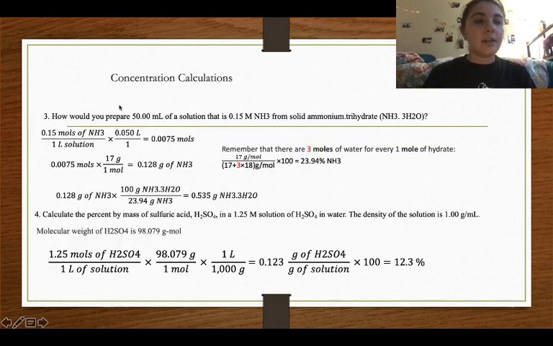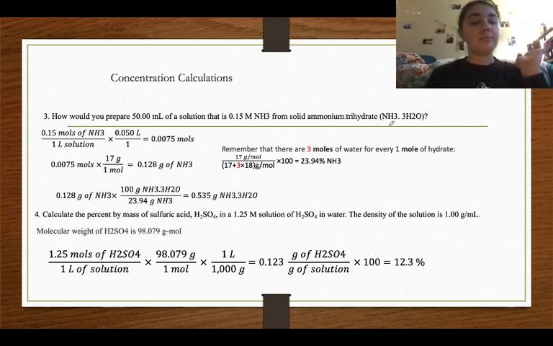All right, next, how would you prepare 50 mils of a solution that is 0.15 molarity of ammonia from a solid ammonia trihydrate? This is a bit tricky, so it's like, okay, I need to go back and think, what am I going to do to prepare this? Well, I'm going to need grams, because it's saying from solid ammonia trihydrate. Ammonia trihydrate is also different from ammonia, but again, I can note that it's a 1-to-1 mole ratio between them.